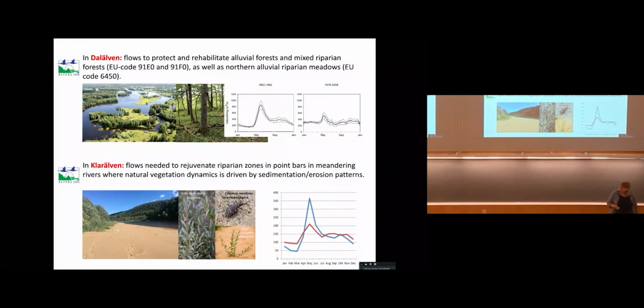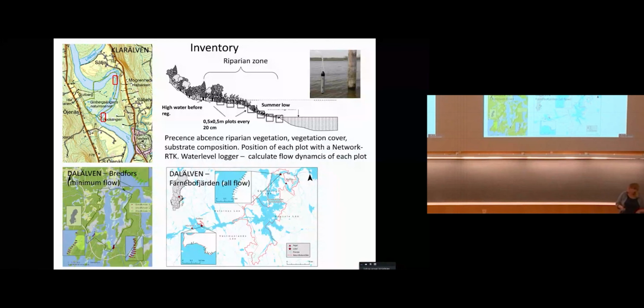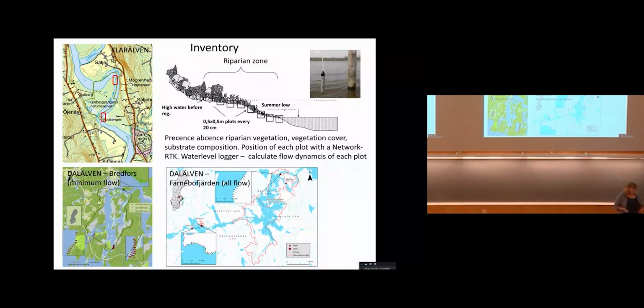So what is similar between those systems is that they are both Natura 2000 areas, and they have a severely diminished spring flood, so much lower spring flood than usual. You can see before and after graphs here from both places. And just a little bit about what we do and how we work. In Klarälven, we work at 2 point bars.